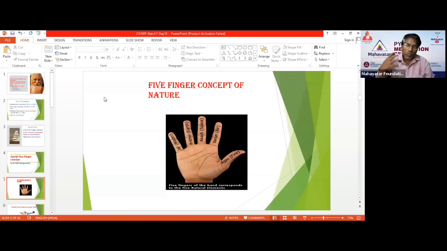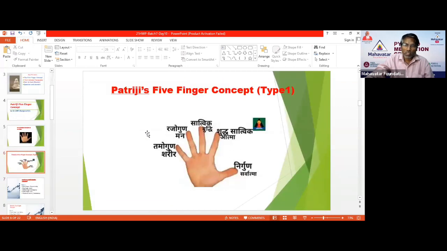Now let's see how we are going to understand the spiritual science with respect to the same five finger concept which Patriji or Guruji has explained. We'll see it one by one. Now you can see this Patriji five finger concept type 1. In the picture, the little finger refers to the physical body, the ring finger refers to the mind, the middle finger refers to the intellect, and the index finger refers to the Atma, that is soul. And the thumb refers to the Paramatma or Sarvatma, Supreme Soul or Supreme Consciousness. Friends, this is how we need to understand.